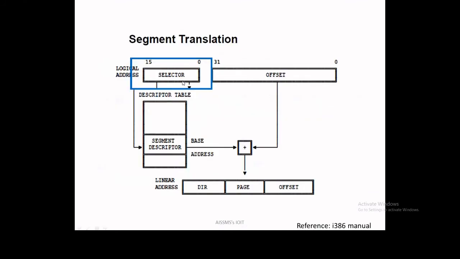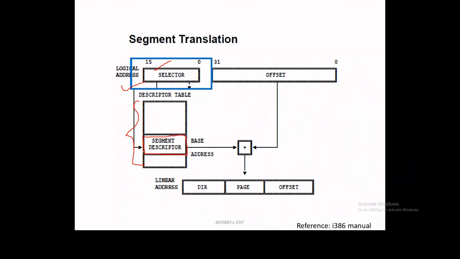Now if you see this segment translation, this is how the segment translation takes place. This is the logical address. We have yet to see the data structure of the selector, but consider this is the selector. This is the descriptor table. Here all the descriptors are defined. This is the segment descriptor structure that we have seen now.